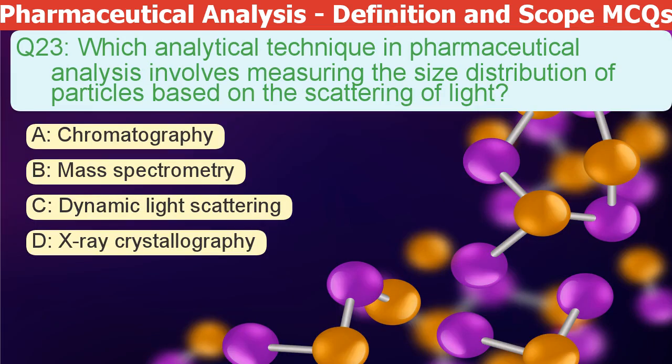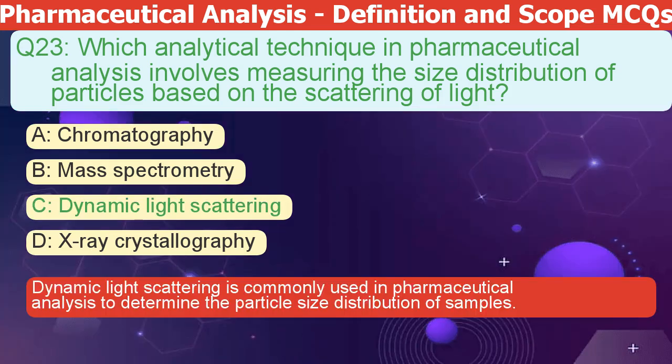Which analytical technique in pharmaceutical analysis involves measuring the size distribution of particles based on the scattering of light? A. Chromatography. B. Mass spectrometry. C. Dynamic light scattering. D. X-ray crystallography. The correct answer is C. Dynamic light scattering is commonly used in pharmaceutical analysis to determine the particle size distribution of samples.